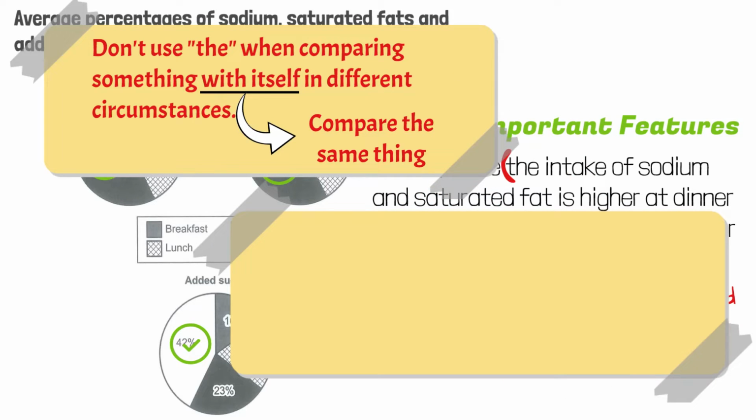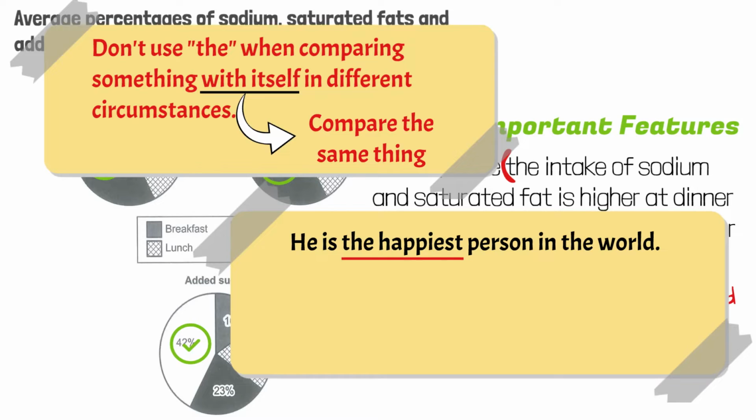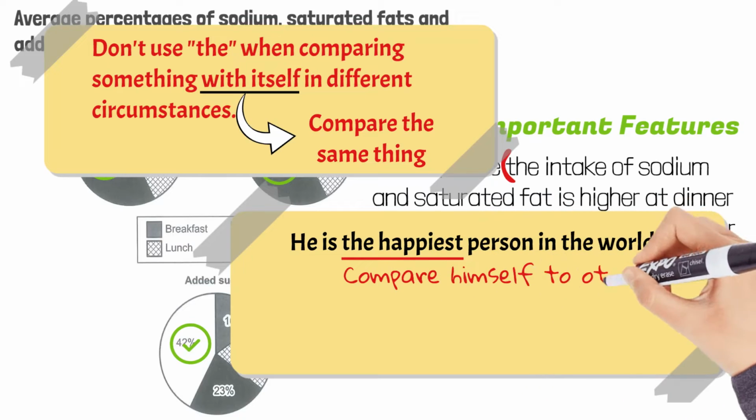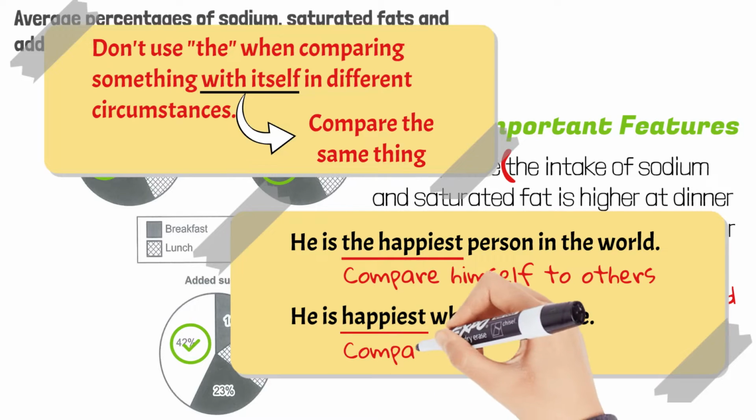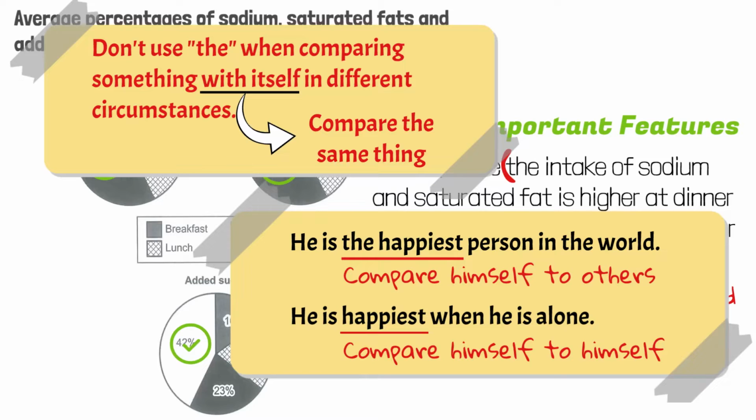For example, we say he's the happiest person in the world. Here, the definite article is necessary because he is comparing himself to other people. Compared to other people, he is the happiest person in the world. But we say he's happiest when he's alone. The definite article is not needed here because he is comparing himself to himself. He's comparing the same thing, which is himself. He's happiest when he's alone than when he's with other people. He isn't comparing himself to other people. He's comparing himself to himself.